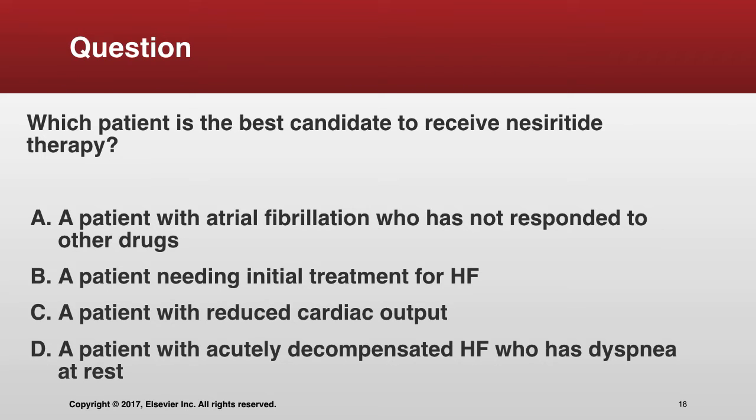So our first question, which patient is the best candidate to receive nesiritide therapy? A, a patient with atrial fibrillation who has not responded to other drugs; B, a patient needing initial treatment for heart failure; C, a patient with reduced cardiac output; or D, a patient with acutely decompensated heart failure who has dyspnea at rest. Well, the answer to this one is D.